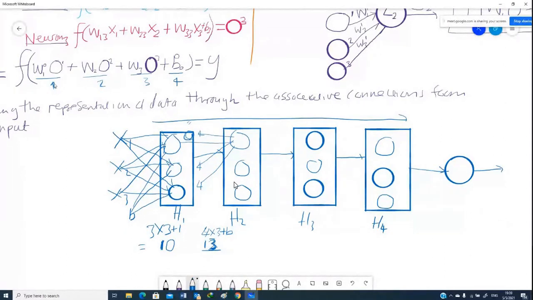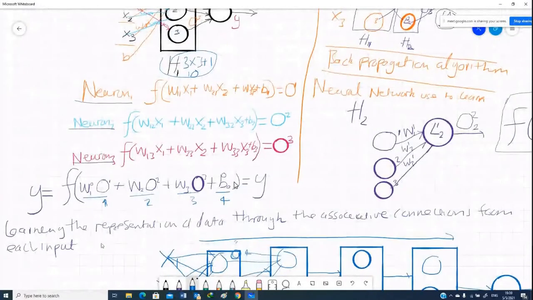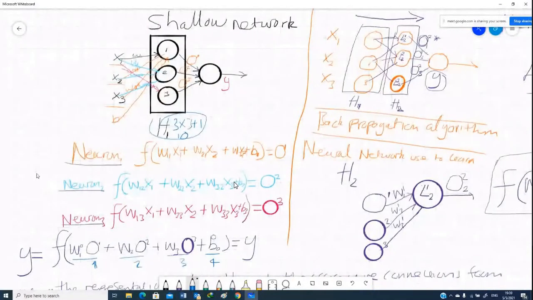So this is why shallow architectures cannot be better than deep architectures. Deep architectures actually learn more representation, because at every layer you are using different combinations of the association of the different inputs.